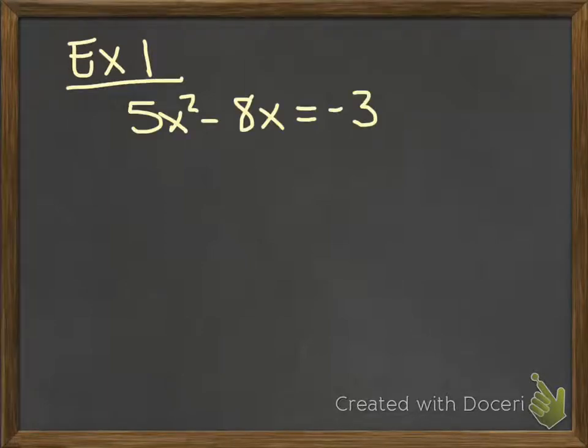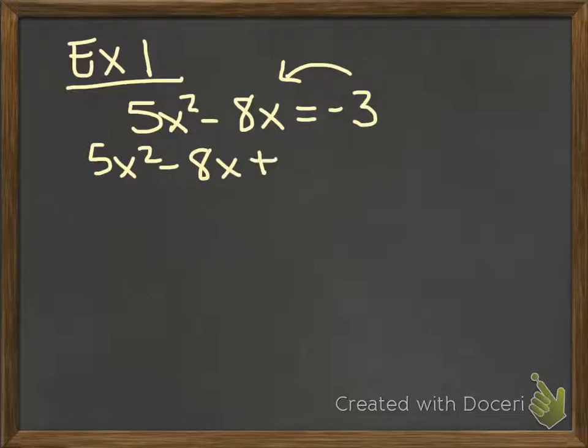Okay, example 1 is 5x squared minus 8x equals negative 3, which is not in standard form, so the first thing we need to do is put it into standard form. So that's 5x squared minus 8x plus 3 equals 0. Okay, and then before we do the quadratic formula, it's easier to see if you can factor it first before you use the quadratic formula because it takes up a lot of space and a lot of time.